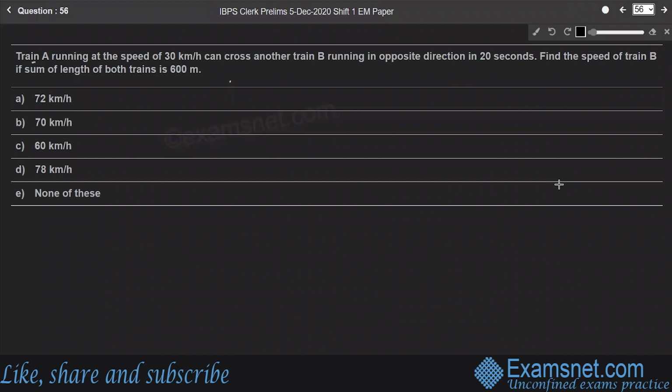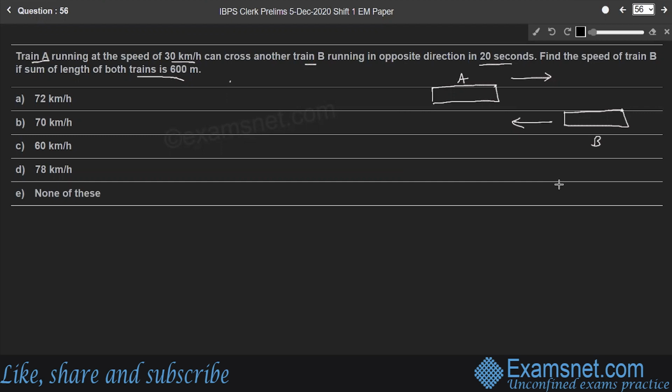Question 56. Train A running at the speed of 30 km per hour can cross another train B running in opposite direction in 20 seconds. Find the speed of train B if the sum of the lengths of both trains is 600 meters. So here, two trains are moving in opposite directions. Train A is moving in one direction, train B is moving in another direction.